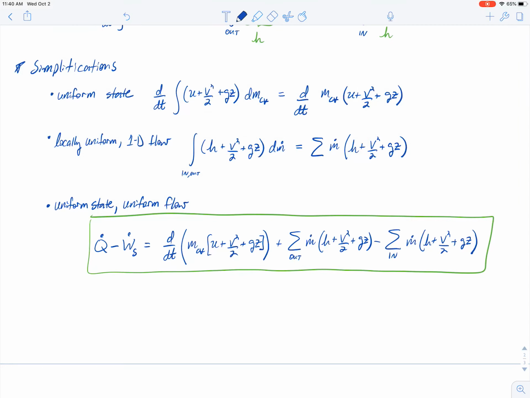Other common assumptions I can make would be steady state. If I'm at steady state, then the rate of energy that's entering my control volume perfectly balances with the rate of energy leaving my control volume, and therefore there's no change in energy inside my control volume with time. So the time derivative term goes to 0. That would make this entire term go to 0, for instance.